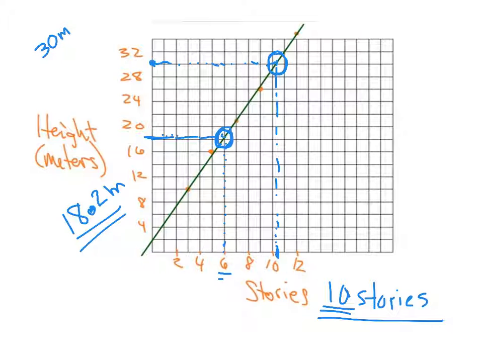So we don't have a building that's 6 stories tall, but if we did, we would expect it to be somewhere around 18 meters. Could be a little short, could be a little long, or a little higher. It depends on the estimations you had on your own graph. Okay, so there's basic graph reading skills.